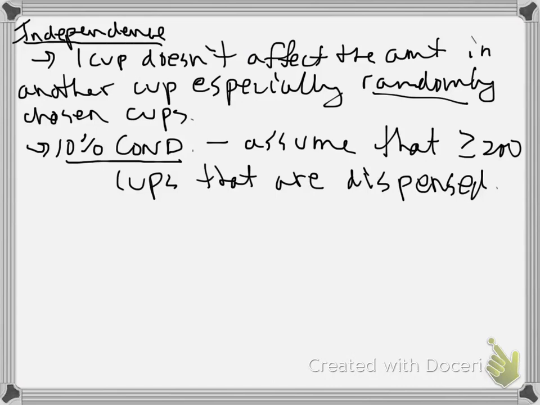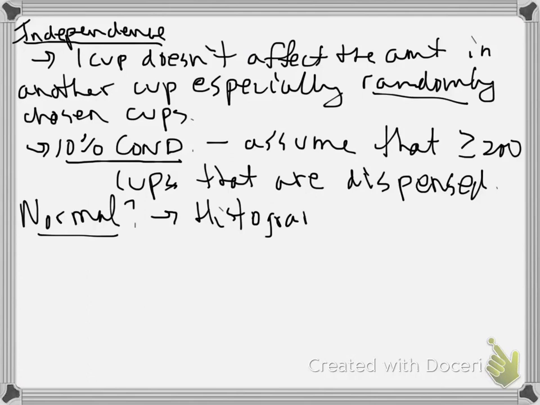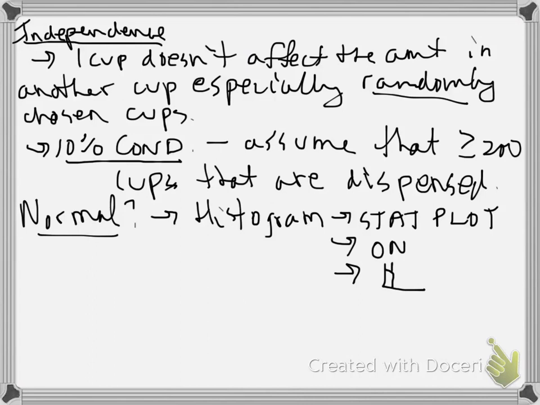Then the part that is going to be harder is, is it normal? Do we have at least a normal looking thing? So we're going to have to check the histogram for it. And remember, we already put the data into L1, so we can do that. To do that, remember, we want to go to stat plot, and we want to turn it on. And then you want to choose the one that looks like a histogram.